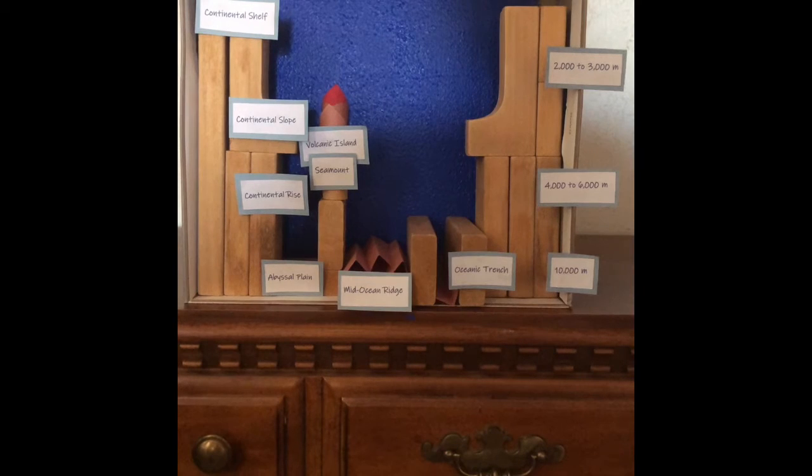It shows the continental shelf, the continental slope, the abyssal plain, the seamount, my volcanic island, the mid-ocean ridge, and the deep ocean trench. And remember that the three main regions of the ocean floor are the continental margins, which are along the shore, the ocean basin floor, which is very deep, and the mid-ocean ridge, which are basically underwater mountains. We are going to begin with the active side of my diorama.